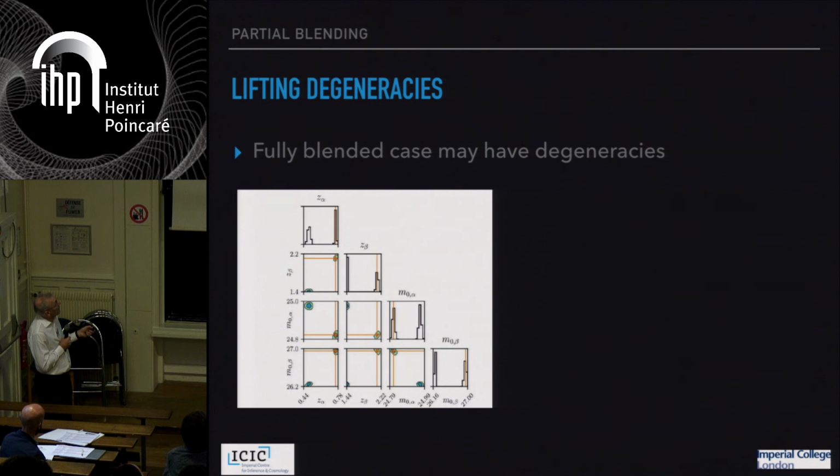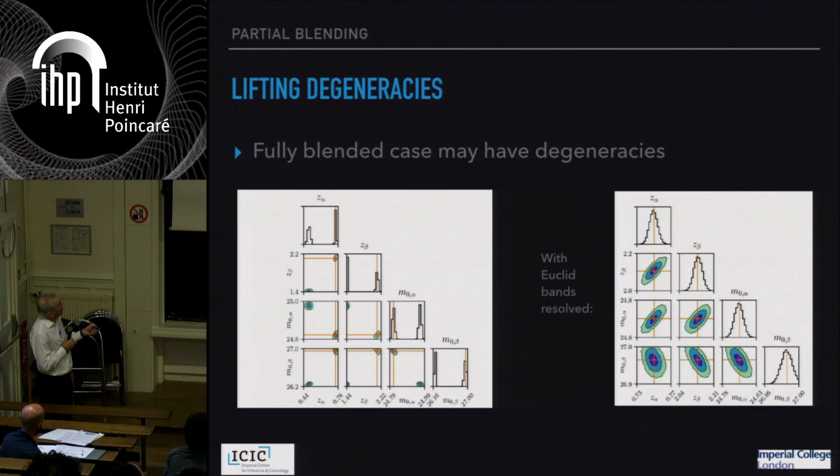So here's what you would have with LSST photometry for a particular blended source, where there's a big degeneracy between two solutions, which are quite well separated. The truth is down in the bottom right-hand corner of this panel. So if you've got blended sources in all bands, then this is what you get. If you then resolve the fluxes in some of the bands, in the Euclid bands, then this is what you get. The scales here are very different from here, but it's basically just lifting this degeneracy completely and simply picking out the true combination down here.